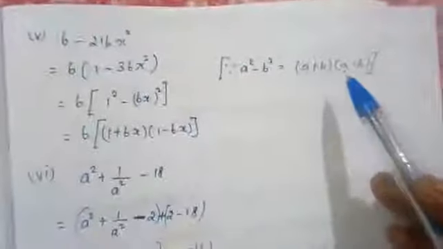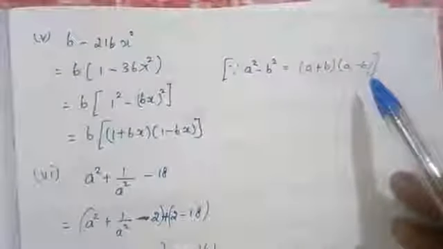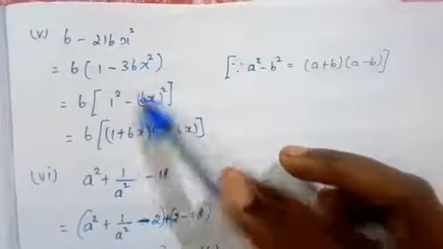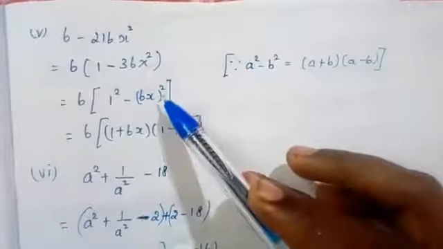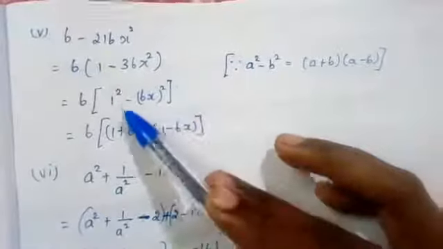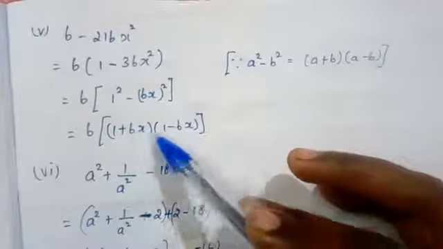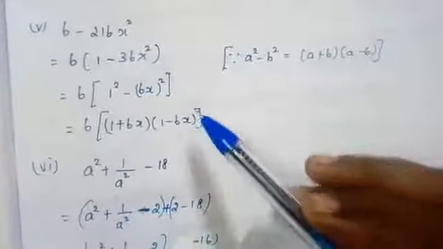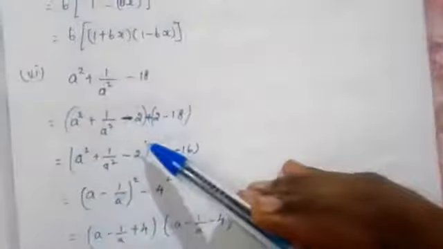The a square minus b square formula we know. You have to write a plus b into a minus b. For this, 1 is written as 1 square, and 36 x square is written as 6x whole square. So by the a square minus b square formula, a plus b into a minus b, that is 1 plus 6x into 1 minus 6x.